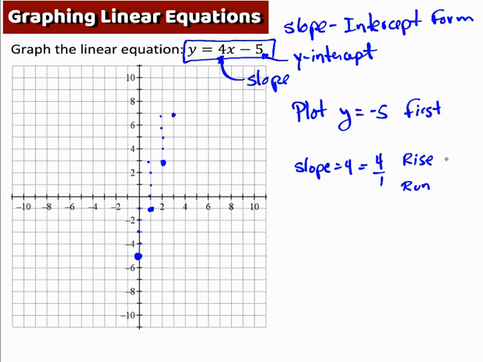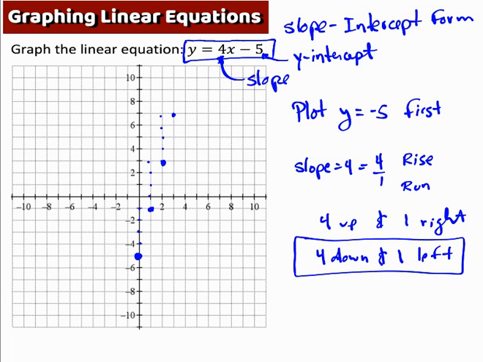Now, we went 4 up and 1 right. We can also change the direction of that and do 4 down and 1 left. Notice I change both directions, not just one direction. If you change only one of the directions, you are changing the slope. You must change both. So if I start at my y-intercept and I go 4 down, 1, 2, 3, 4, and 1 to the left, we see that that fifth point is still in line with the others, and we can connect them now.